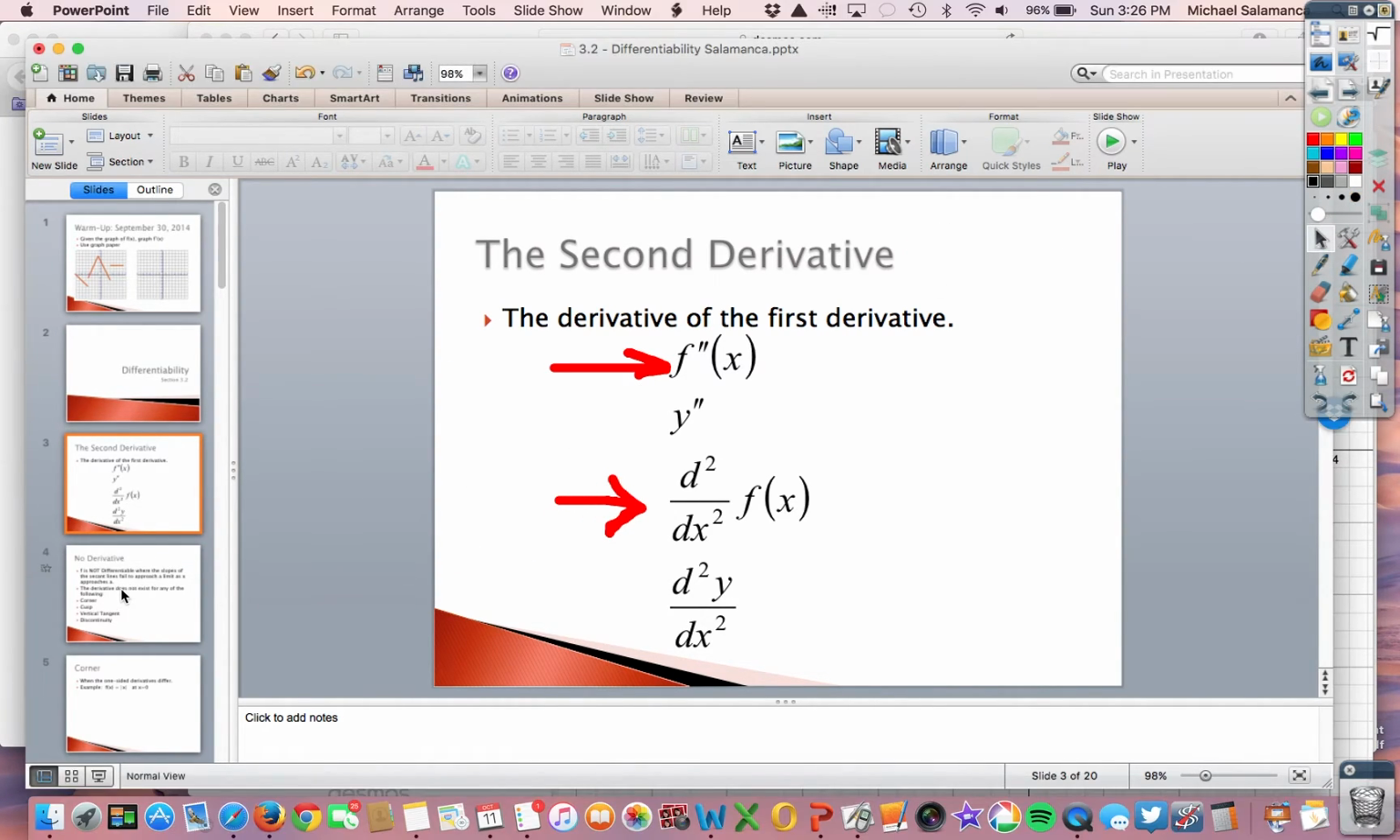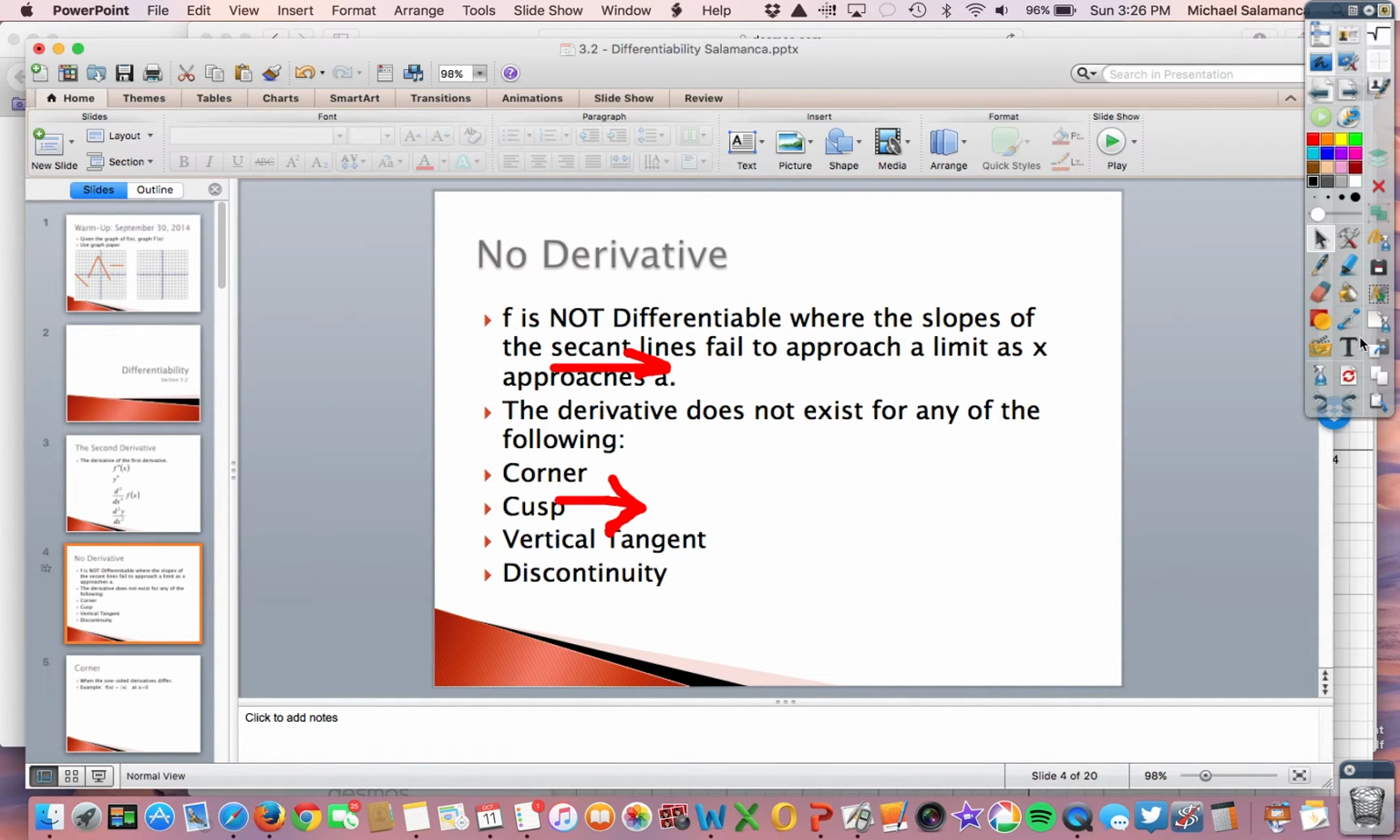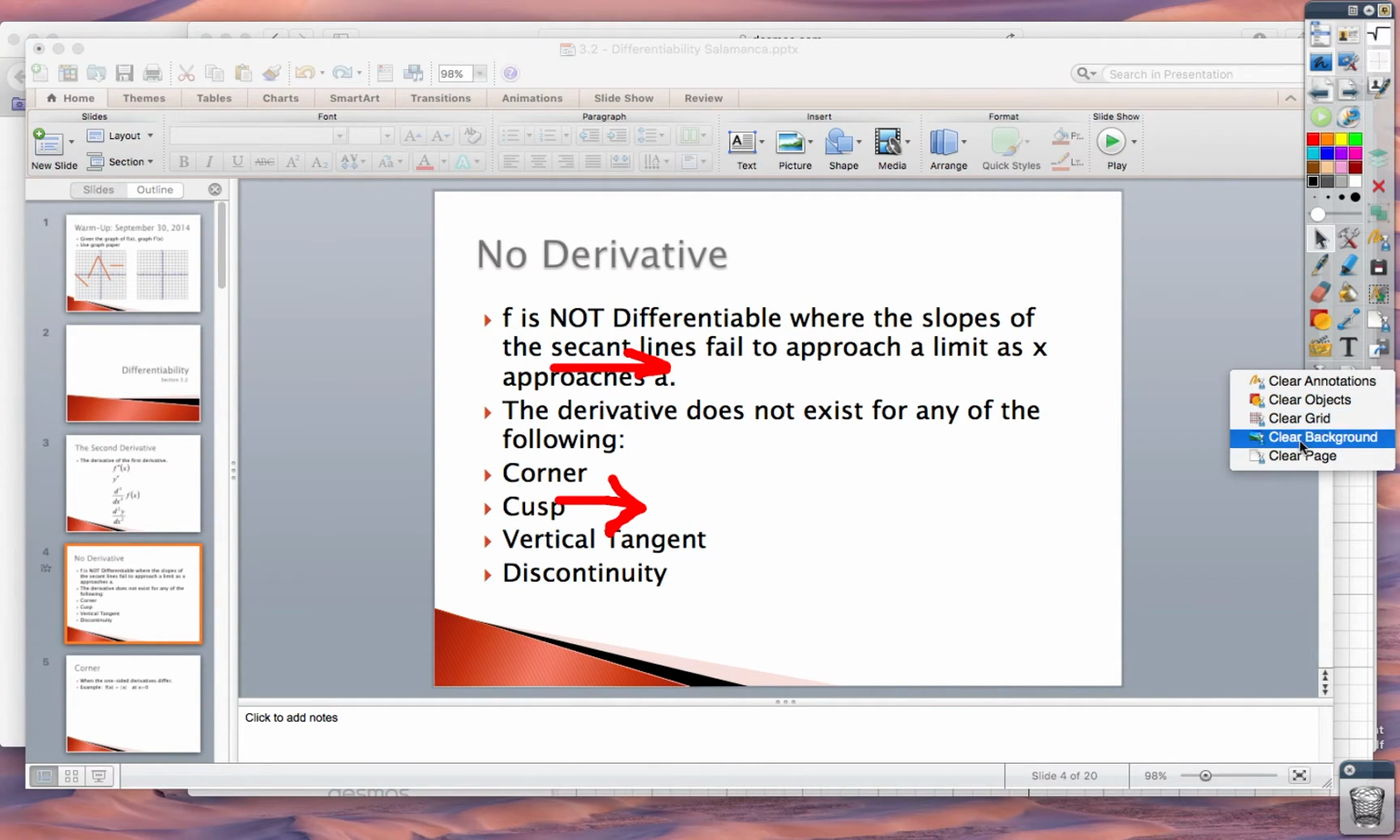Let's take a look at functions that are not differentiable just to make it extra clear. f is not differentiable where the slopes of the secant lines fail to approach a limit as x approaches a. What that means is, if we take a look at a function from both sides, and the secant line fails to approach a limit, as in from both sides you may be getting different limits, that means it's not going to be differentiable.